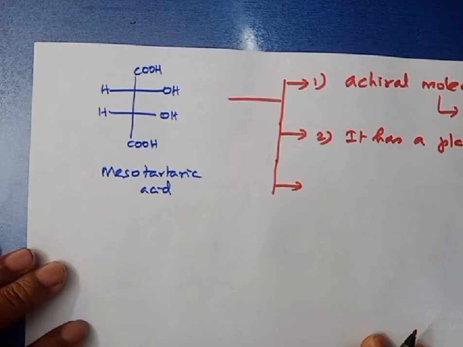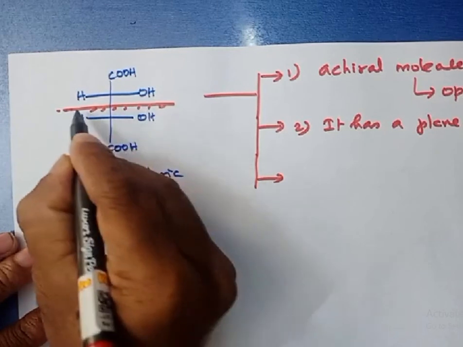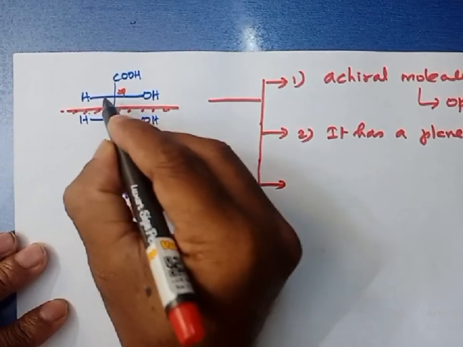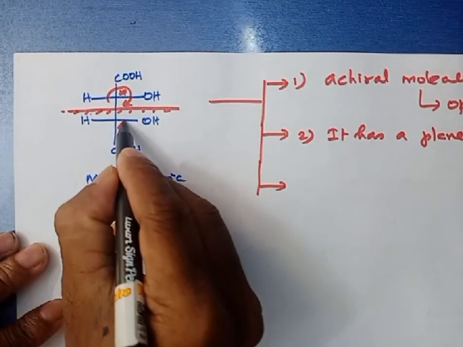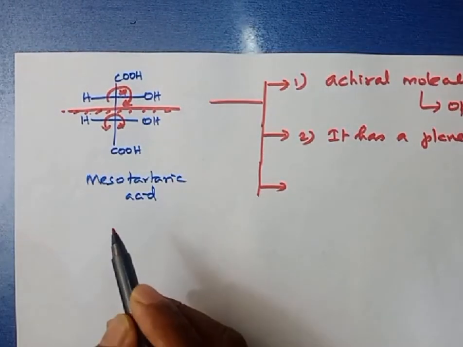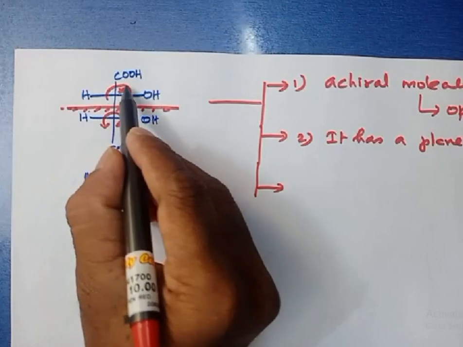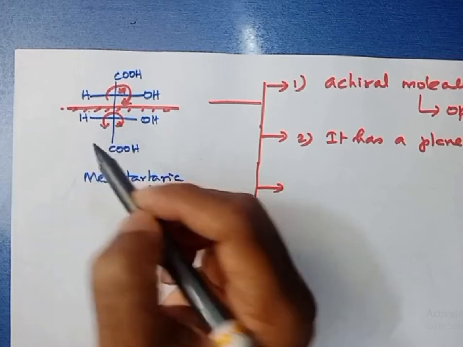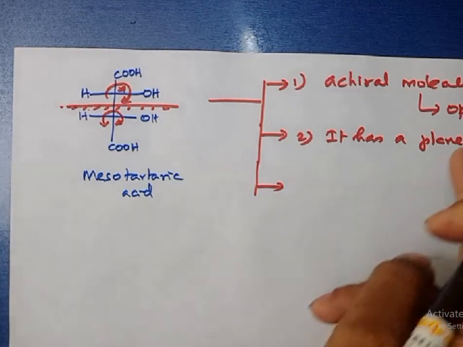Actually speaking, we have a plane of symmetry here, a mirror image plane. Listen, this chiral carbon and this chiral carbon, if this rotates the light clockwise, suppose, then this chiral carbon rotates the plane polarized light anticlockwise to exactly the same extent. If this rotates the light clockwise by plus 30 degrees, this will rotate the light exactly in the opposite direction by minus 30 degrees. Therefore, they compensate. Net rotation becomes zero. That's why it is optically inactive.